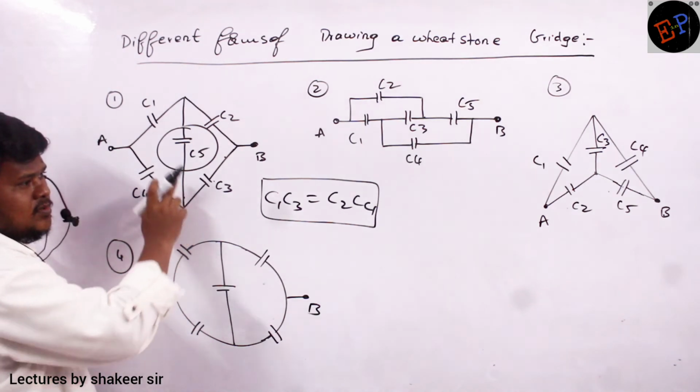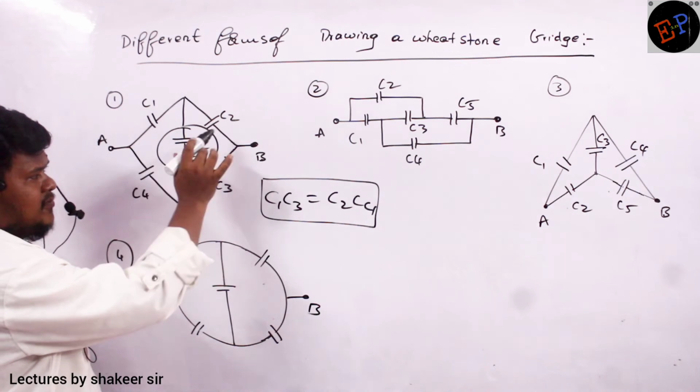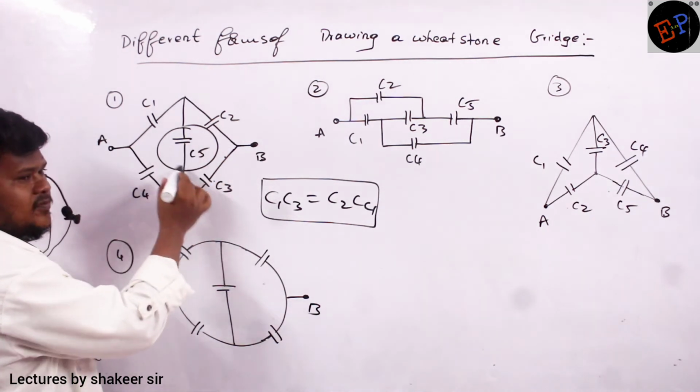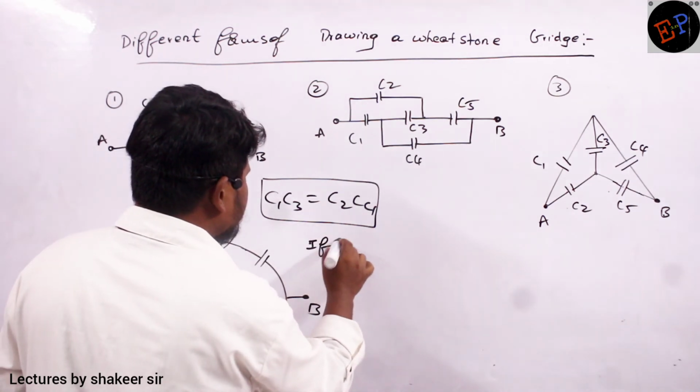Are you able to understand? So whenever a circuit is given, you draw this circuit in the form of this one. And if it is a balanced Wheatstone bridge, you remove this C5. That's it.